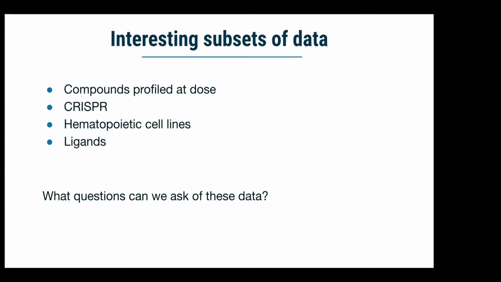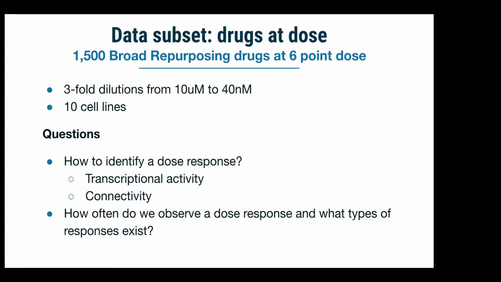So we'll show a couple of example questions that we can ask for each of these data subsets, but I think it's worth just thinking about what other things we might be able to do with these data sets. The first of these data sets is a subset of drugs that were profiled at dose. For people who are familiar with the previous release of the data, they'll notice it was mostly done at a single dose, typically 10 micromolar, and there were very few compounds that were profiled systematically at dose. So there are subsets of the new release where we have done that dose profiling.